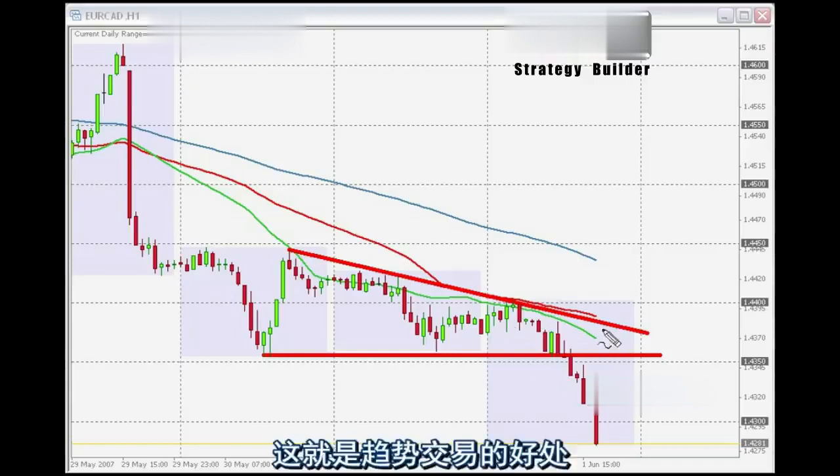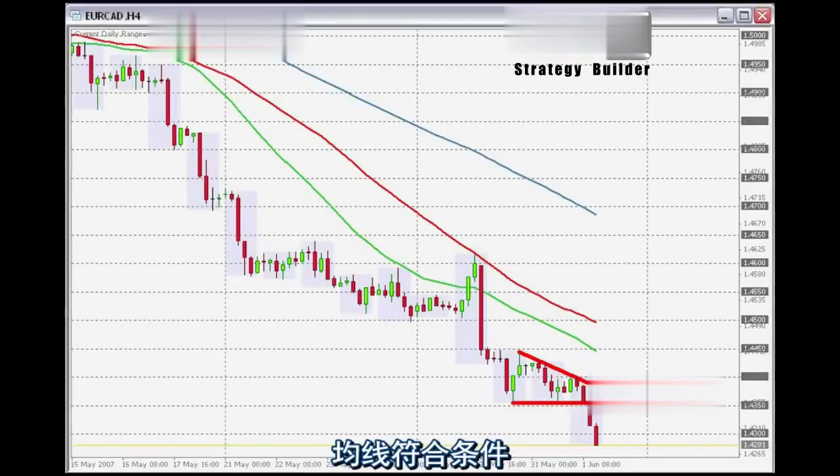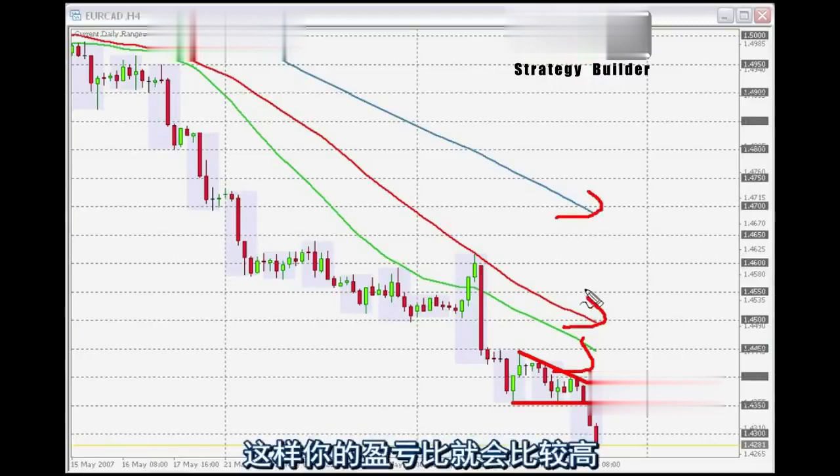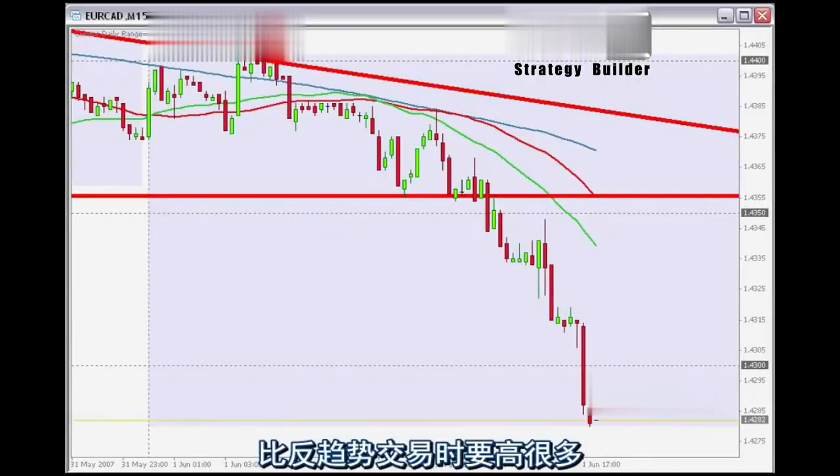That's the beauty of trading with the trend, with the moving averages on your side. You're trading with the market sentiment pushing you along, and that's why you have a much better win-loss ratio than if you trade against the trend.